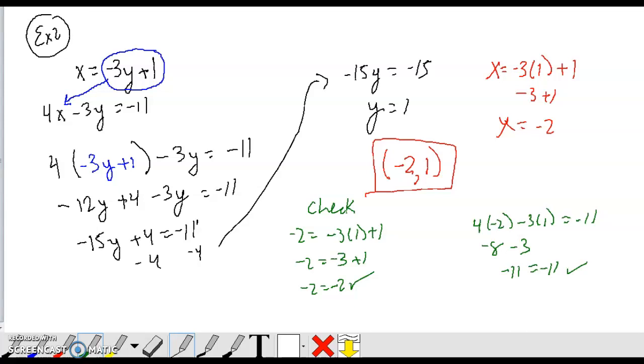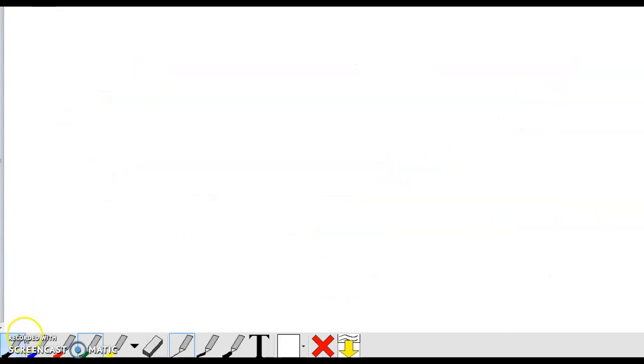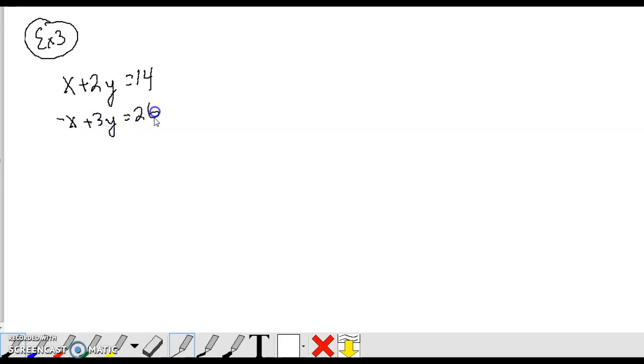Okay, so let's do one more example. We're going to call this example 3. So example 3 is going to look like this. Let's say x plus 2y is equal to 14, and negative x plus 3y is equal to 26. So I want to go ahead. This one I actually have to do a little manipulation. So I'm going to solve for a variable.